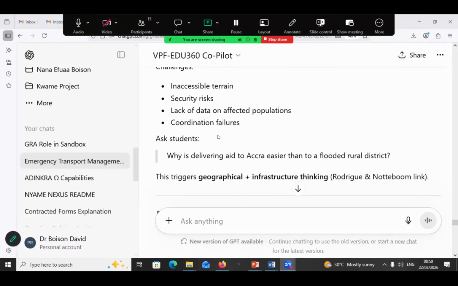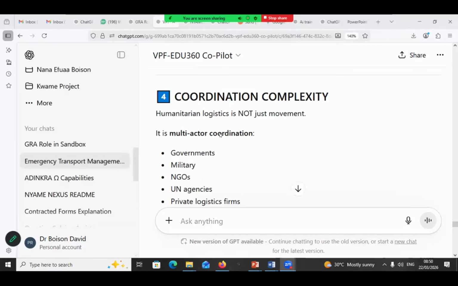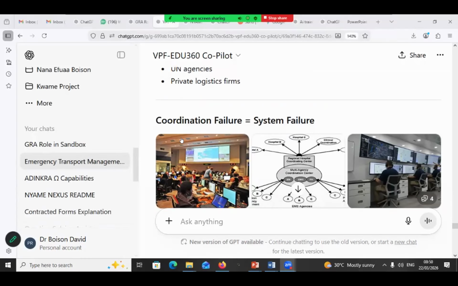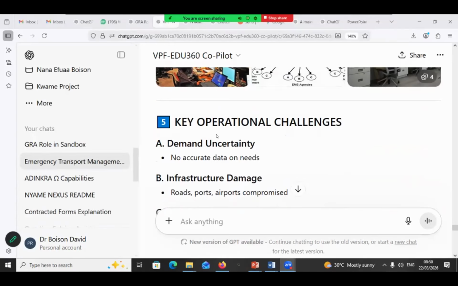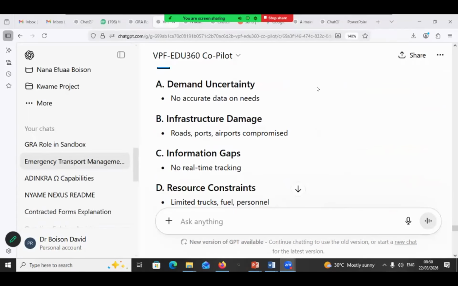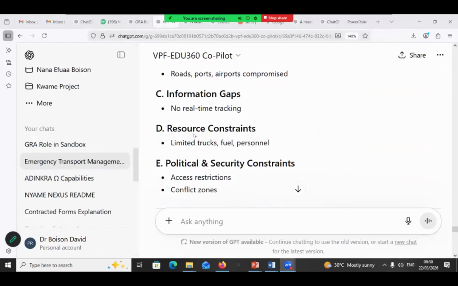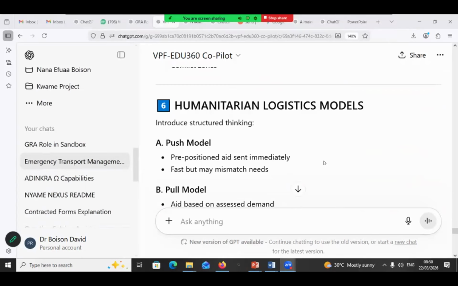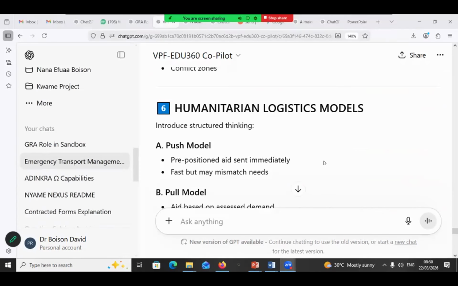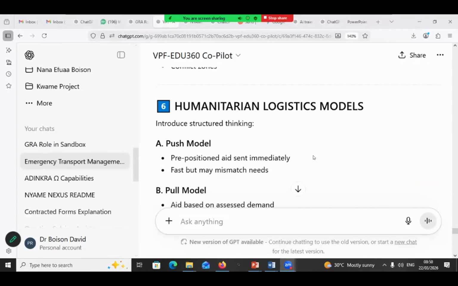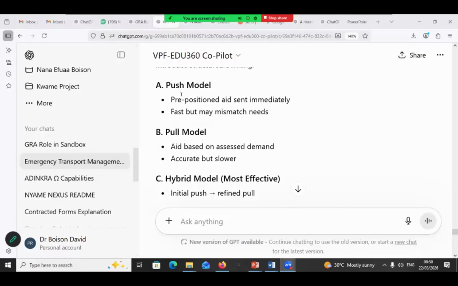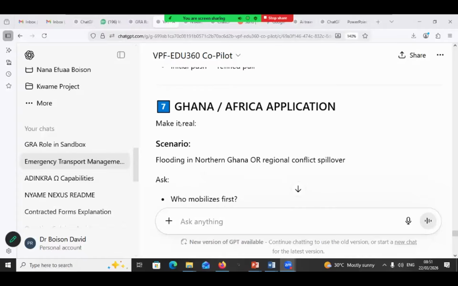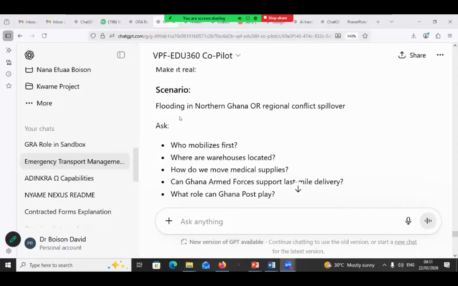Then there's coordination complexities, in a multiple actor coordination: government, military, agencies, and all that. And the key operational challenges: the uncertain demand, infrastructure damage, patient gaps, resource constraints, and political and security constraints. And there are models for the humanitarian logistics. We have the push model, we have the pull model, we have the hybrid, the confluence of the two. And then we can talk about the scenario in Ghana.